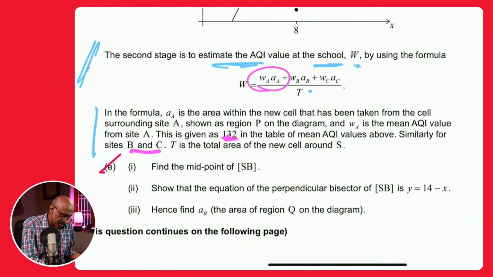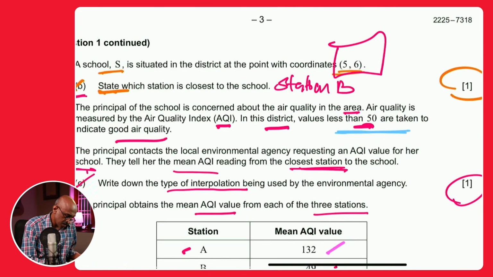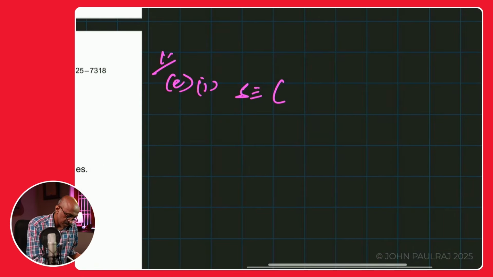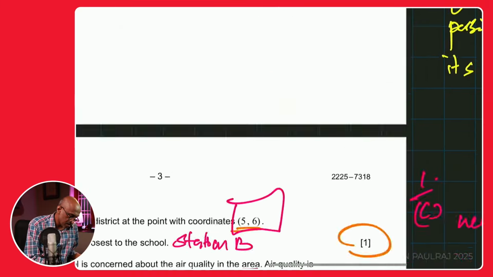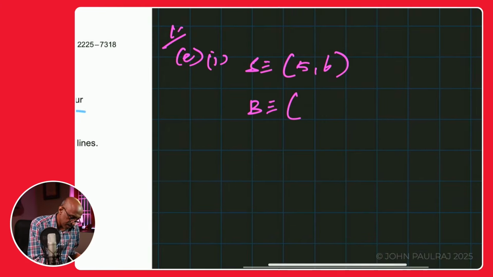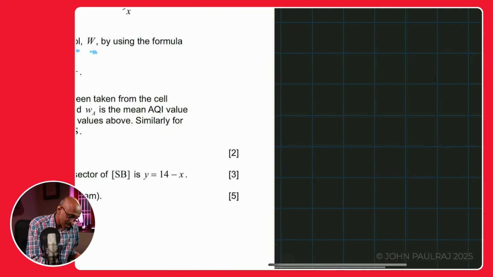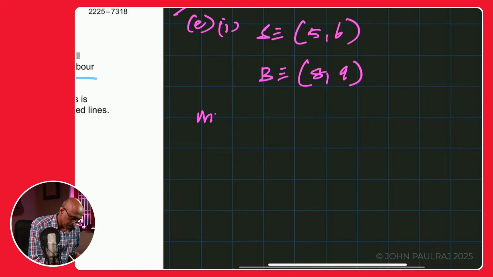midpoint of SB. This is E part 1. Let's do that here. Coordinates of S, the school, is 5, 6, and the coordinates of B are 8, 9, and so we can then write down the midpoint of SB. It's the second time they're asking for a midpoint within the same question. I'm surprised.